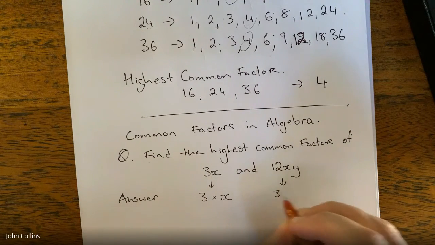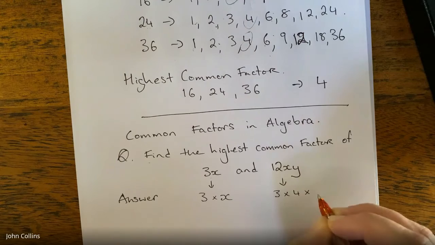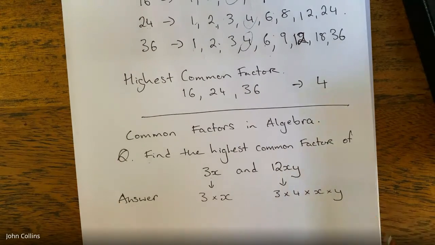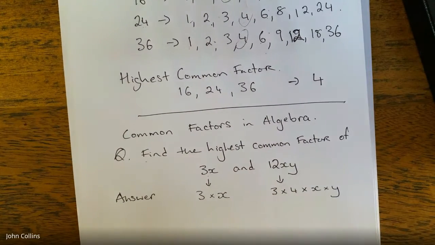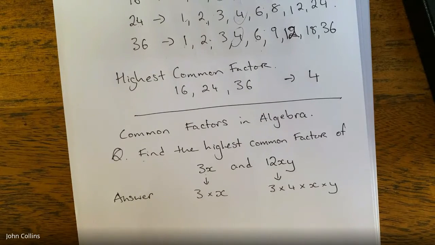If I do 3 times 4 times x times y, so I am using the multiplication symbol here just to show you. What's common to both lists? Well, 3 is common in both, and x is common in both. So the common factors, the highest, they're all factors because they all multiply to give the thing.